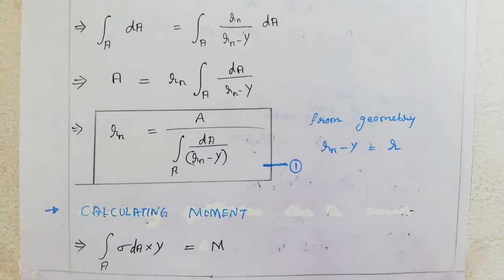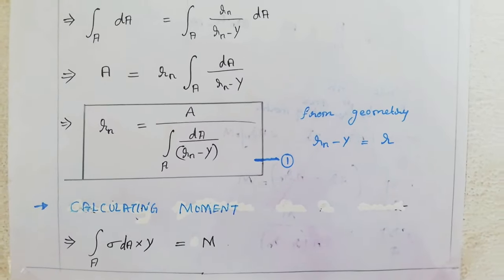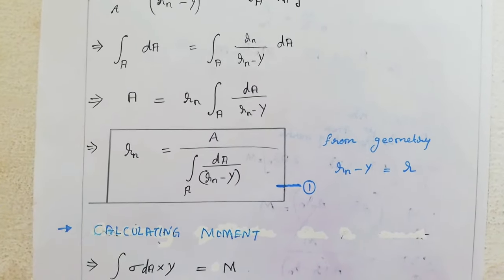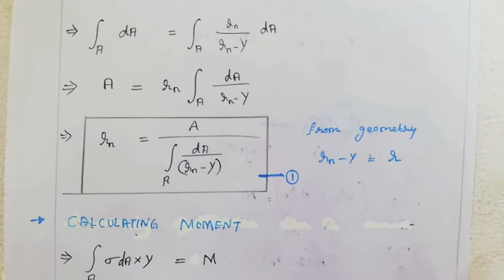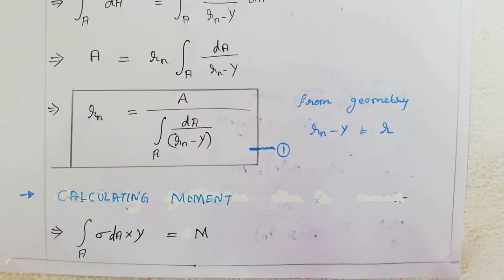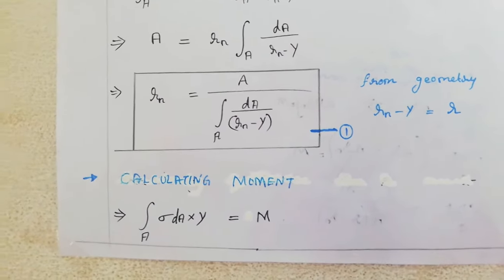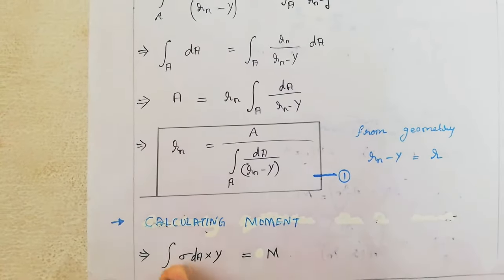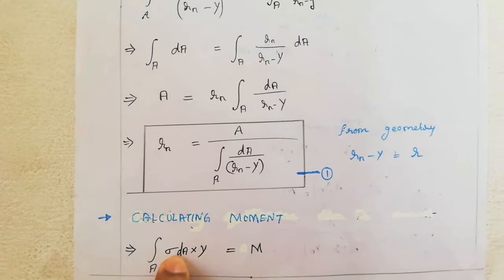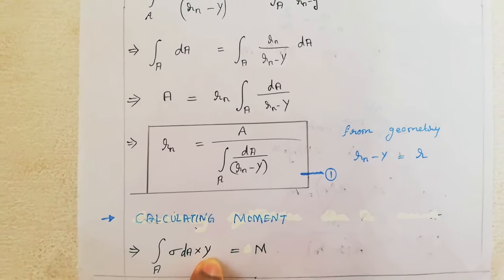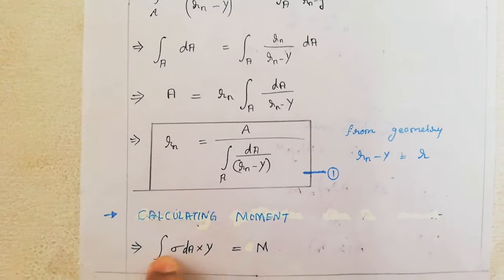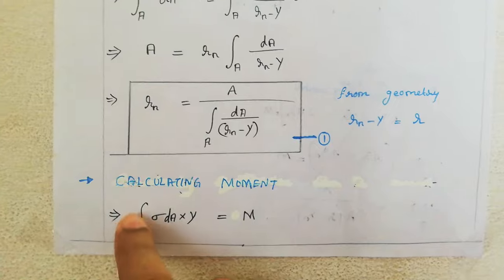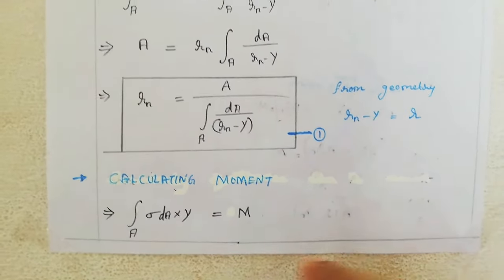As we said in the beginning that the simple bending equation is not applicable, we have to calculate the moment in order to find the stress acting on the hook or the initially curved beam. Therefore, we are considering the moment. Moment is equal to force into distance. Force is equal to stress multiplied by area, sigma dA, into y. This will give the moment over the area A. Substitute the value of sigma and substitute for y also.